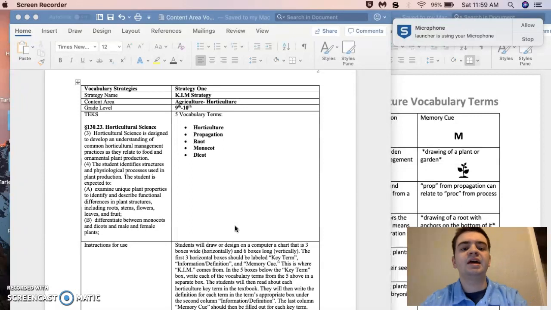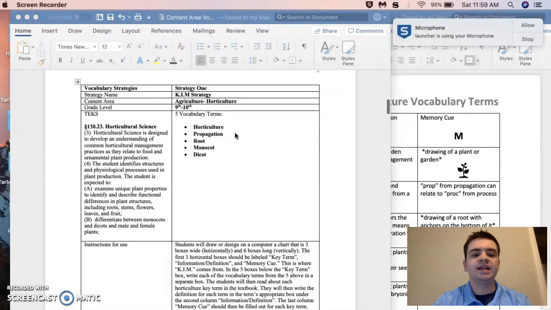So with that being said, this is strategy one. It's called the K.I.M strategy. This is going to be for the content area of horticulture within the agriculture subject area. And with all the TEKS, the level of the strategy in the given subject, this is going to be for about the freshman or sophomore level.